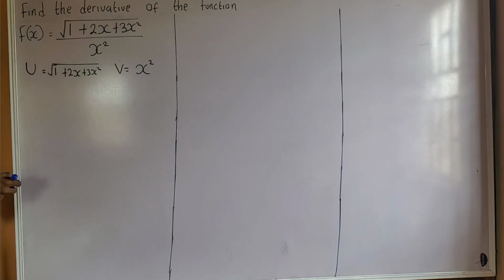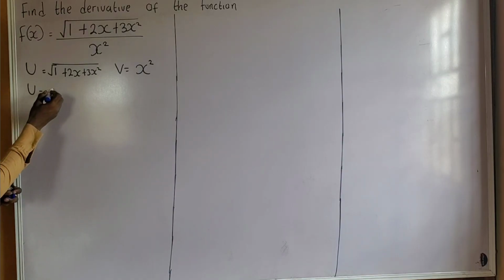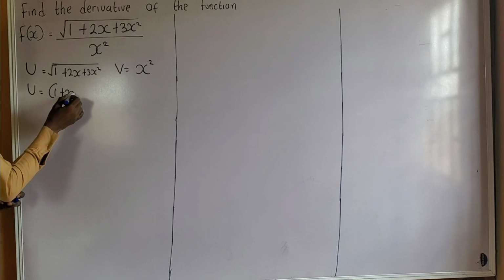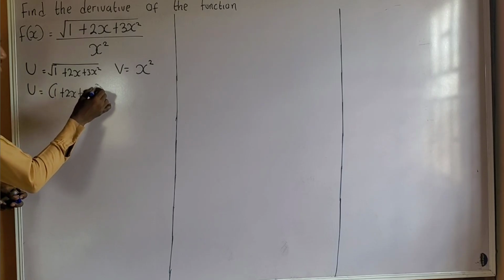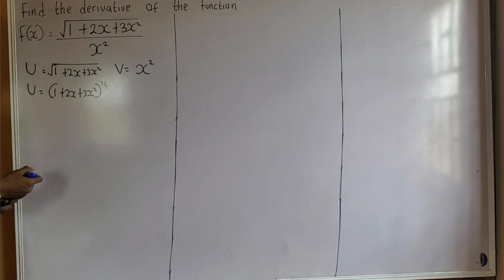Now, the next step is that you are going to differentiate both u and v, because according to the quotient rule formula, we need the derivative of both the numerator and the denominator. Do you understand? So let's start with u. Don't forget that u can be written as 1 plus 2x plus 3x squared raised to the power of 1 over 2, right? Yes. To differentiate u, we are going to make use of the chain rule.